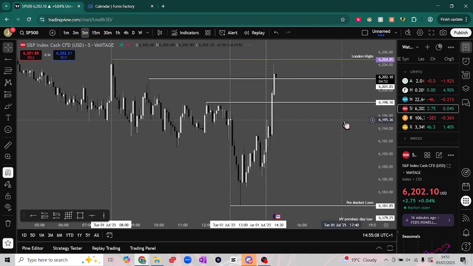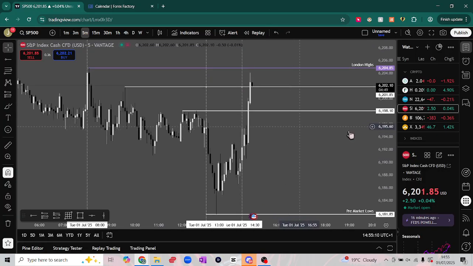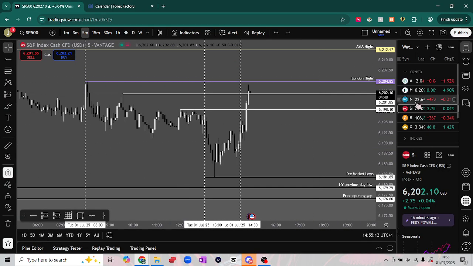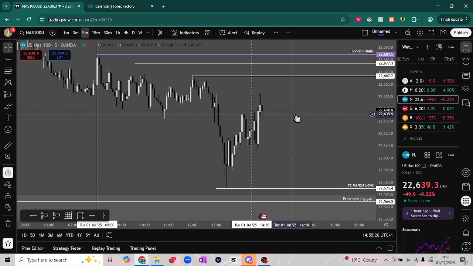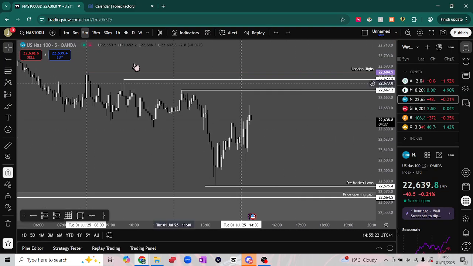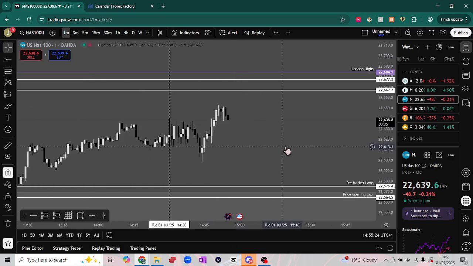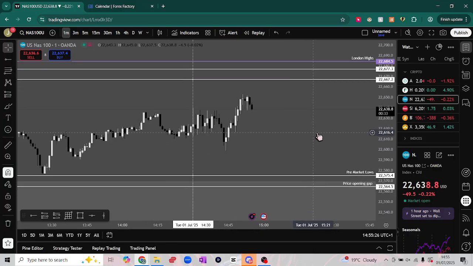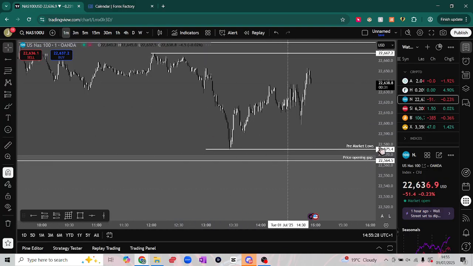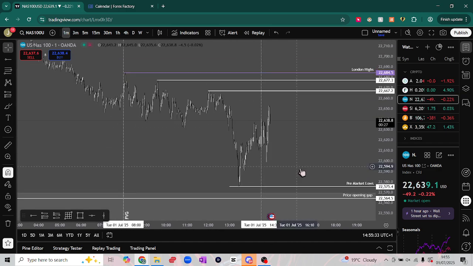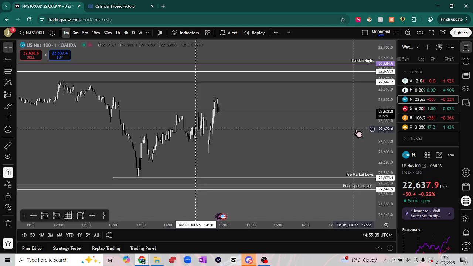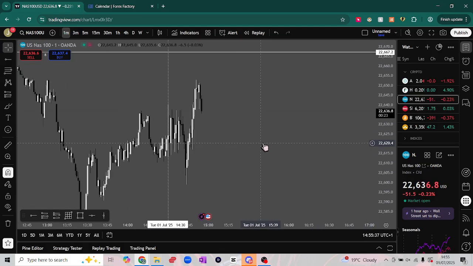So yeah, what you would see now is with that selling pressure, we've got the SMT. SP500.EQ took out those highs, NQ did not. So I would be bearish on NQ here, and then I would now be waiting for a 1 minute breaker structure continuation model to then take out pre-market lows, price opening gap, and come and fill in this daily fair value gap. Now, am I going to take this? No, because it's against bias.